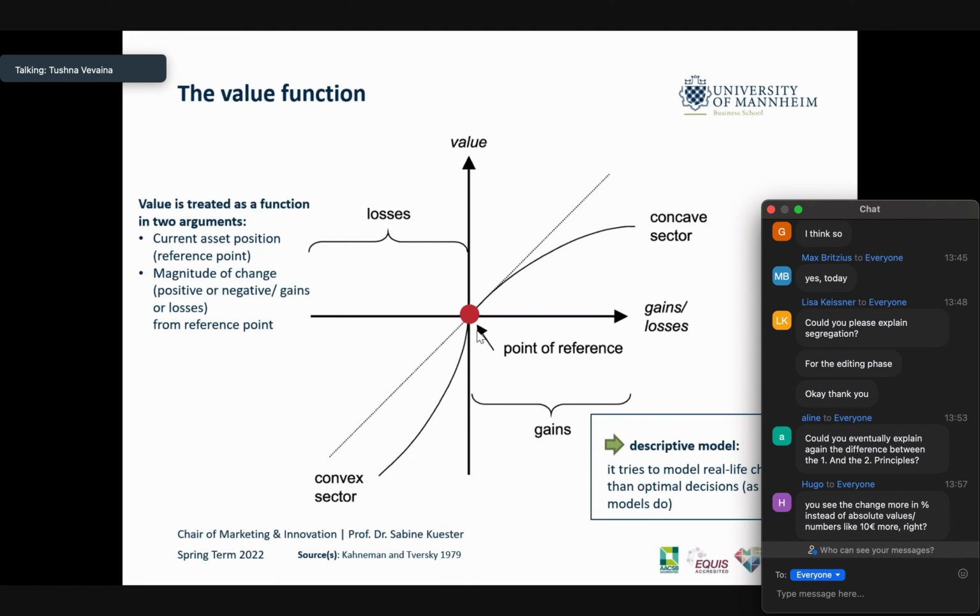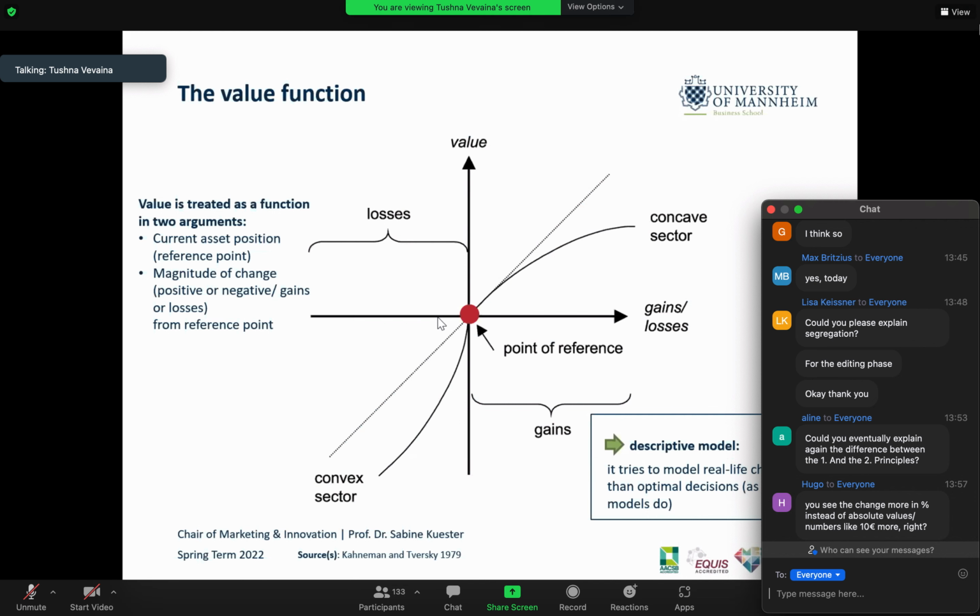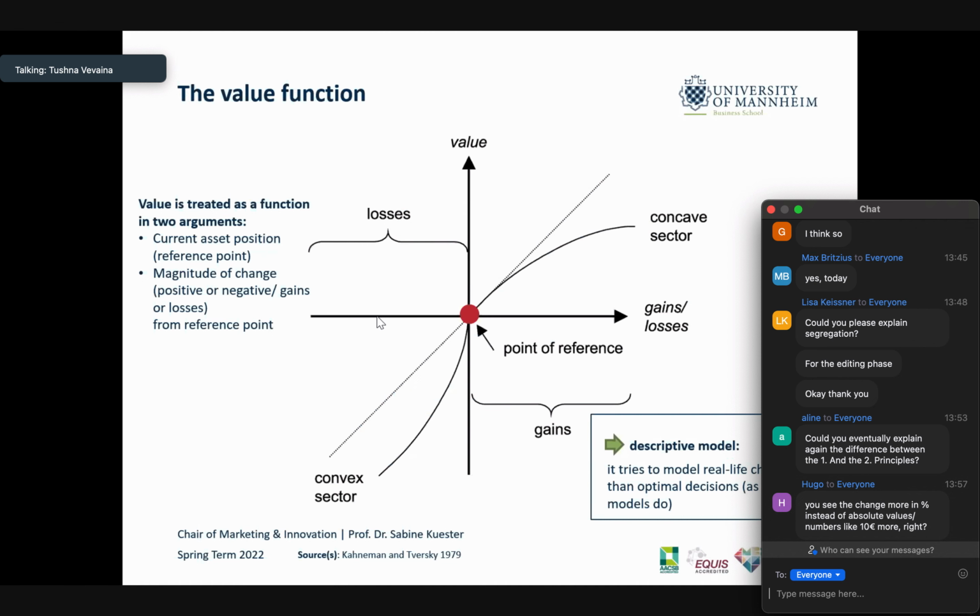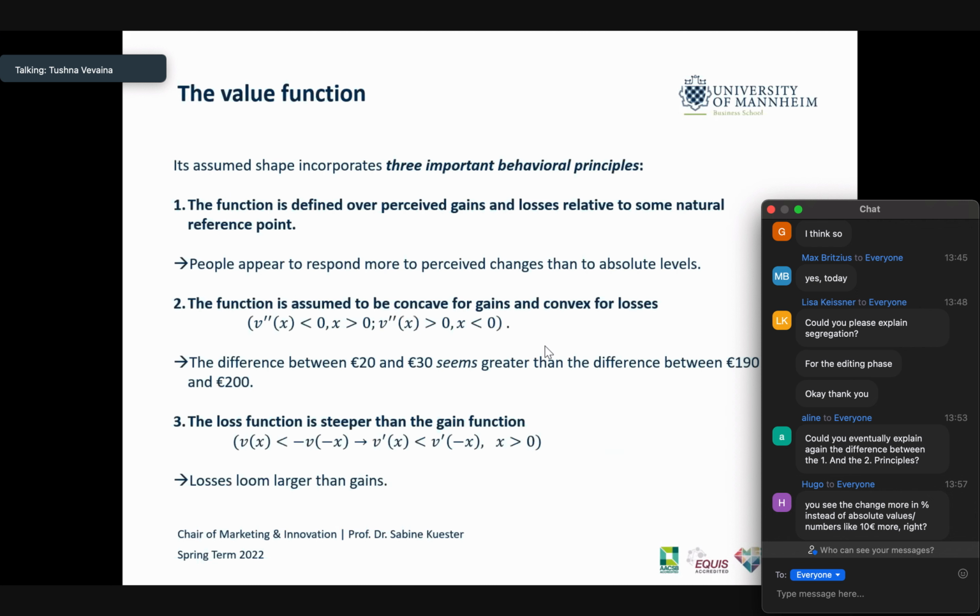As you can see, if you have a loss of 20 and a loss of 40, you can see how it matches into this convex curve, versus if you have a gain of 20 and a gain of 40, and how it ends up being a concave curve. So that's the basic two value functions. Those are the principles that we are using for prospect theory.